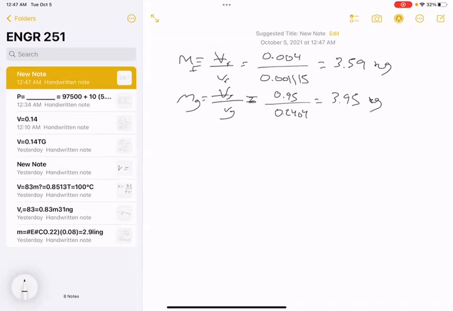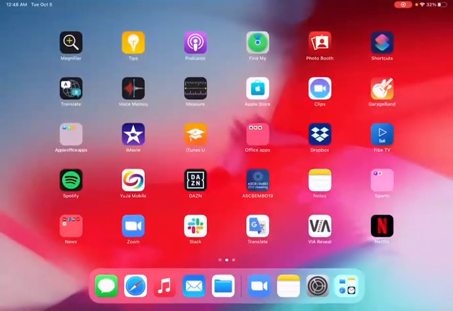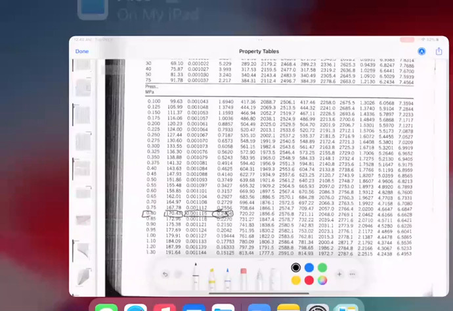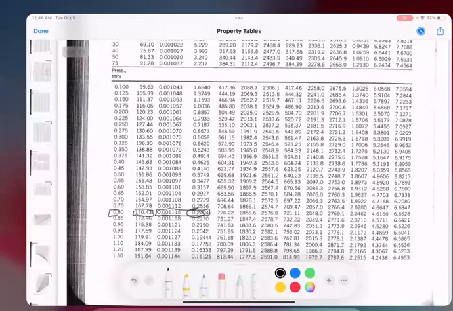So they ask for the total mass, which is just the sum of those two. So 3.95 plus 3.59 gives me 7.54 kilograms total. Now the temperature we read off the table, we can write it down here just to be complete, which is 170.43.